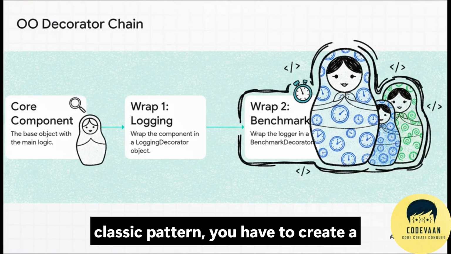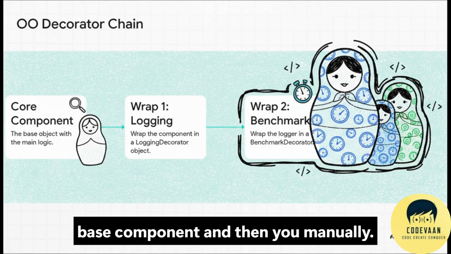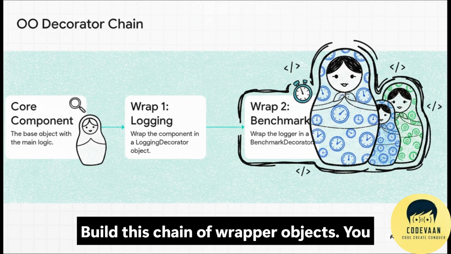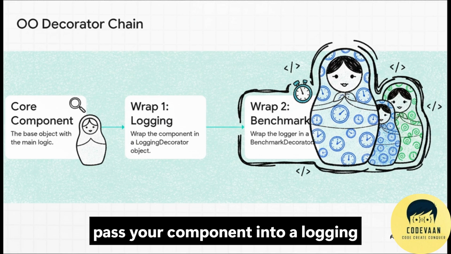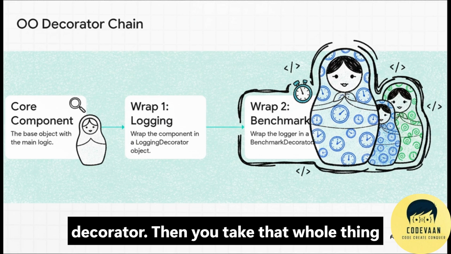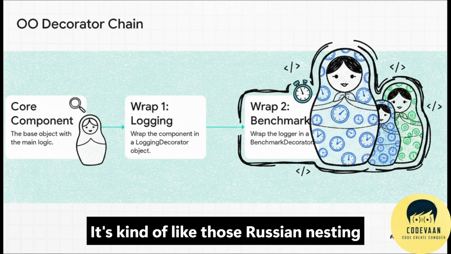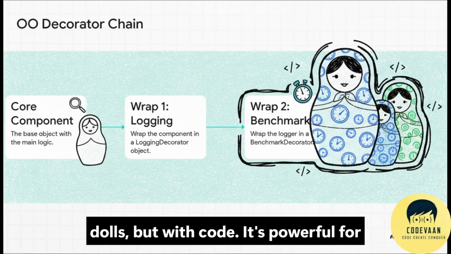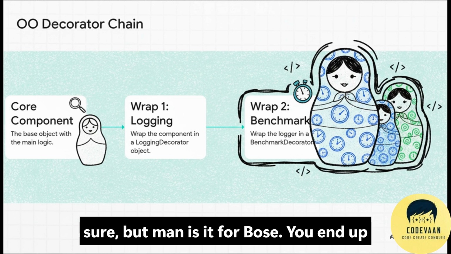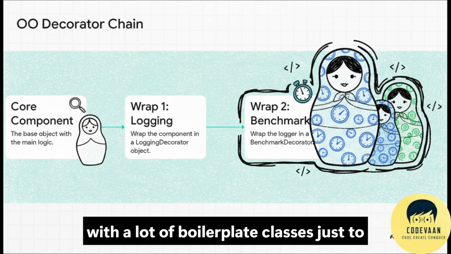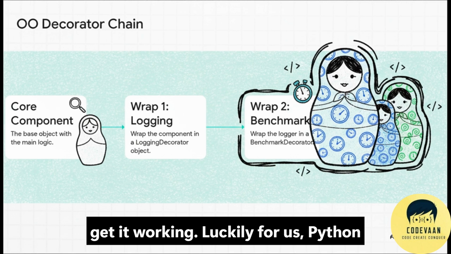So with the classic pattern, you have to create a base component, and then you manually build this chain of wrapper objects. You pass your component into a logging decorator, then you take that whole thing and pass it into a benchmark decorator. It's kind of like those Russian nesting dolls, but with code. It's powerful for sure, but man, is it verbose. You end up with a lot of boilerplate classes just to get it working.